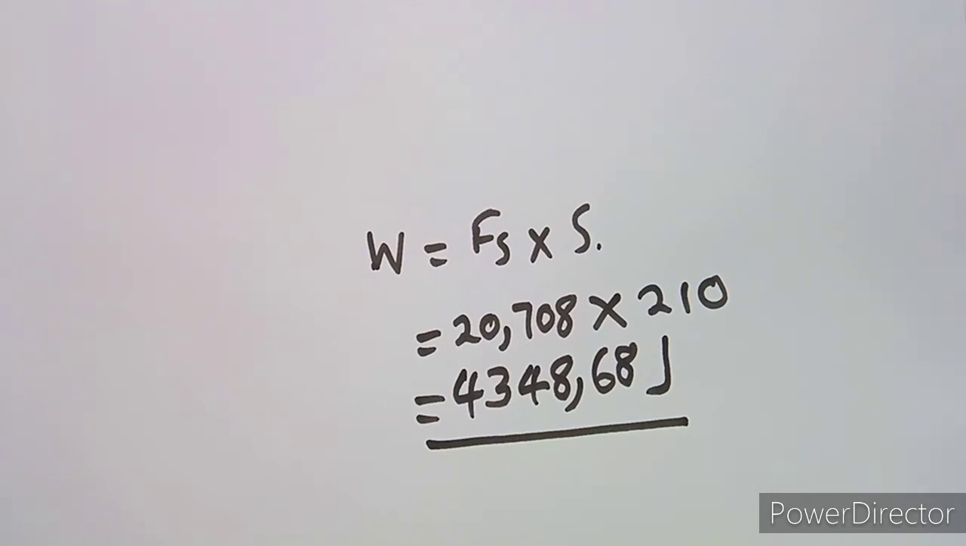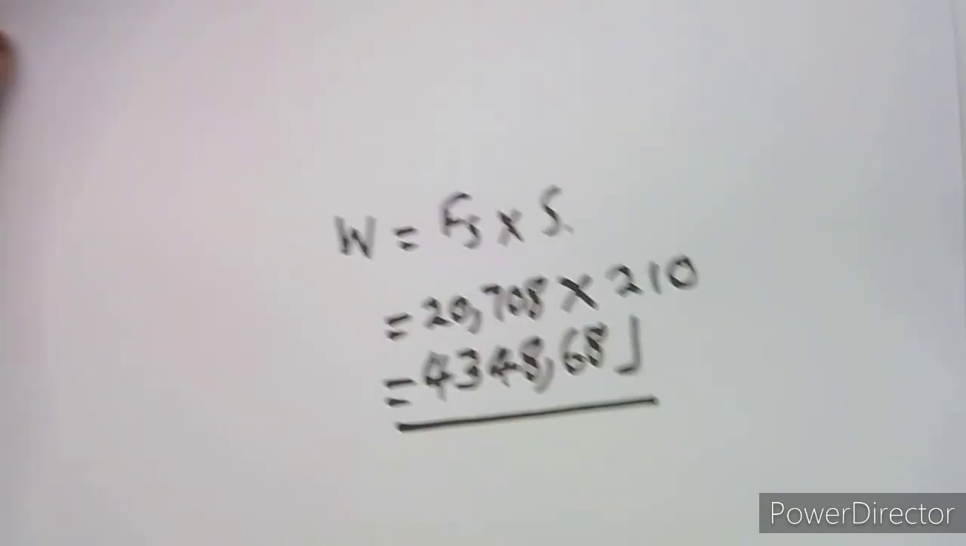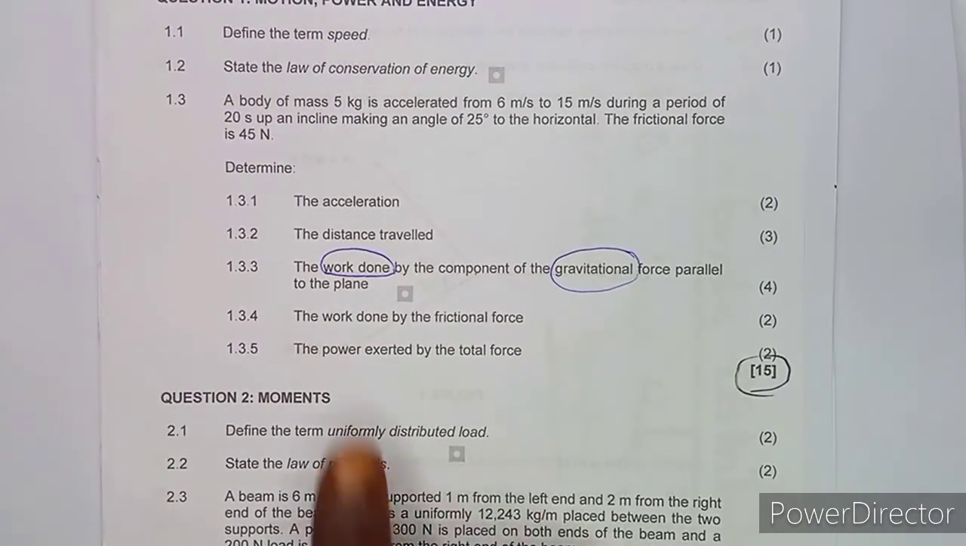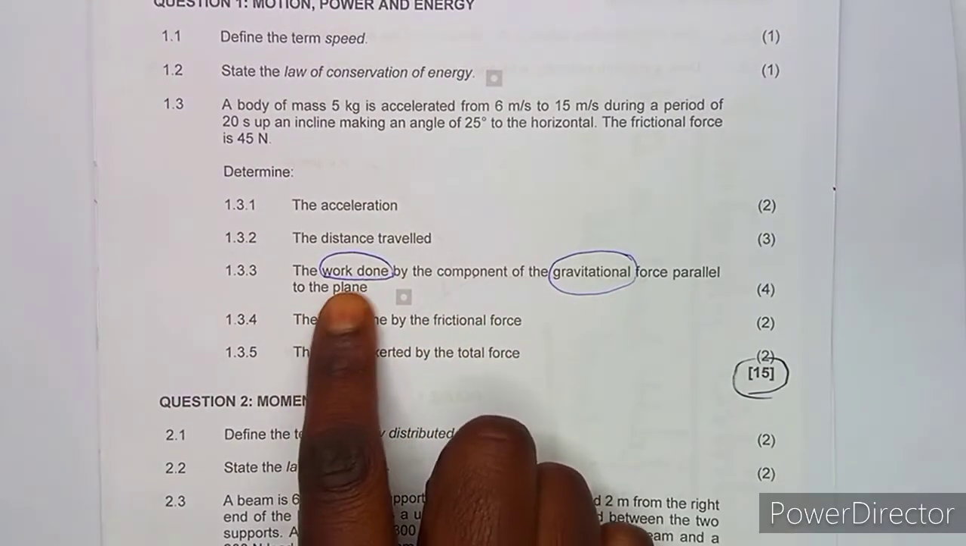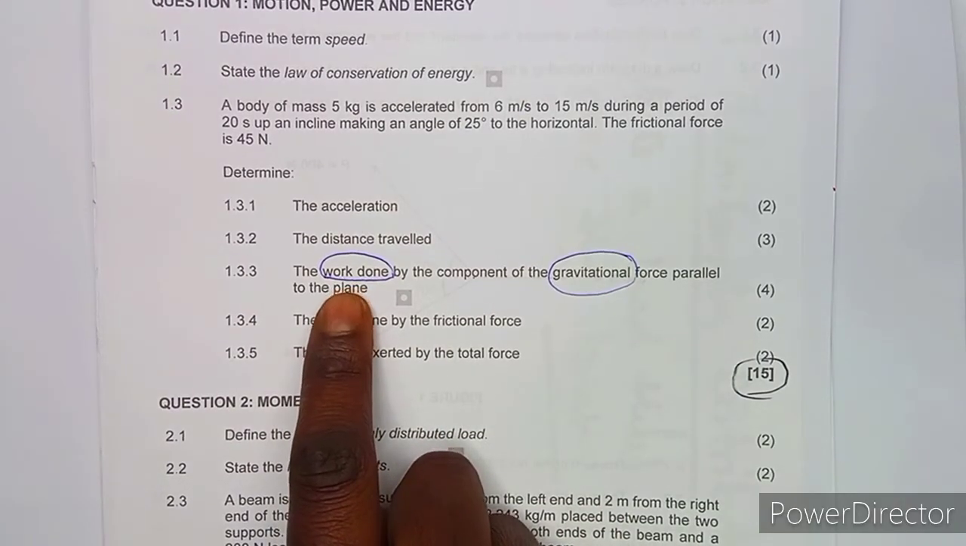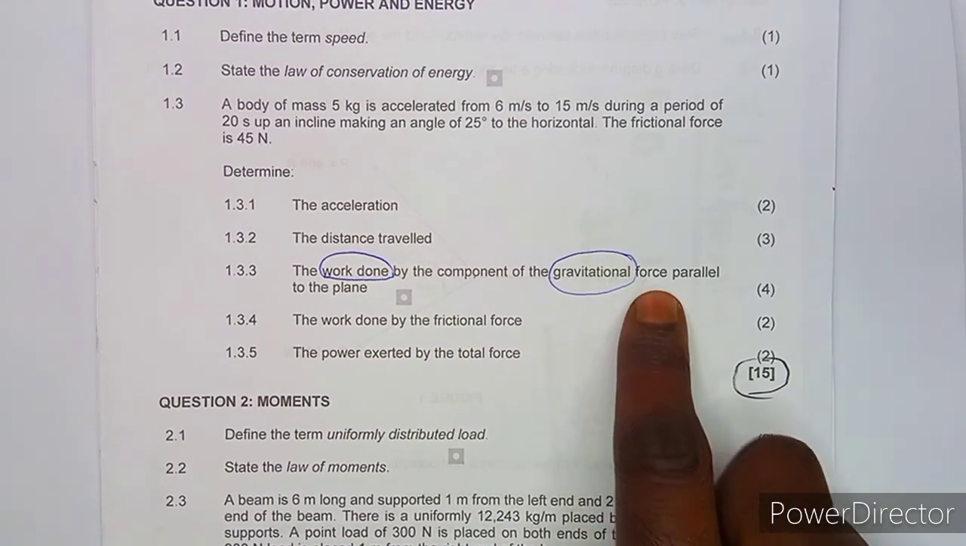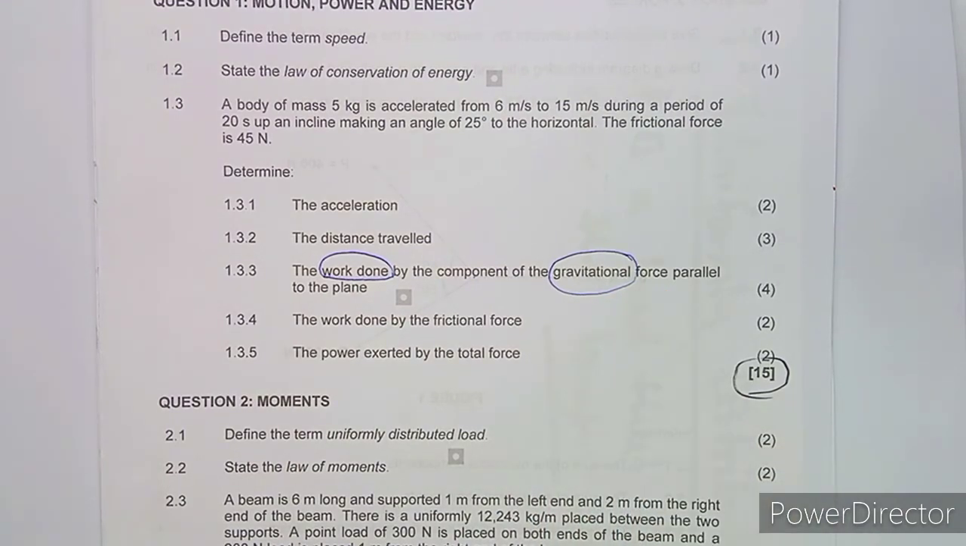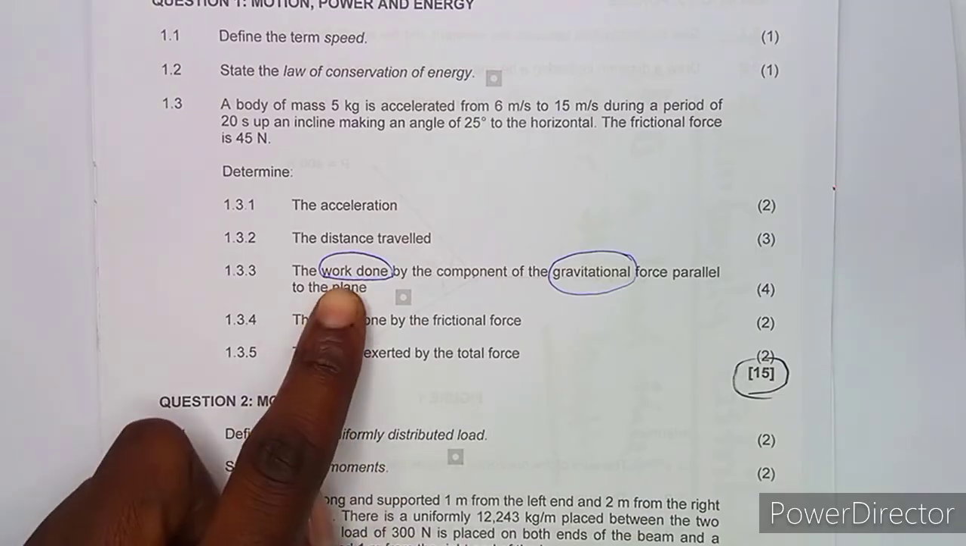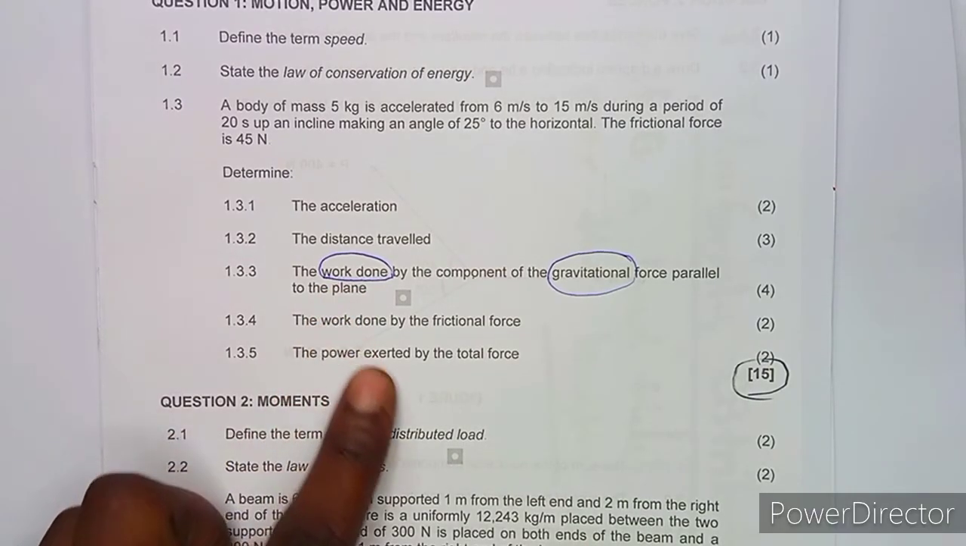So that was the idea, guys, on this question. As you can see, it had a lot of things to take in, but once you know that it's work done parallel to the plane, you have to work with force times distance. The force is the gravitational force, which is from the component of gravitational force there. Take note, work done and weight are different. Gravitational force is where we are taking our weight from, then we use it to calculate the work done. Okay, then let's move on.